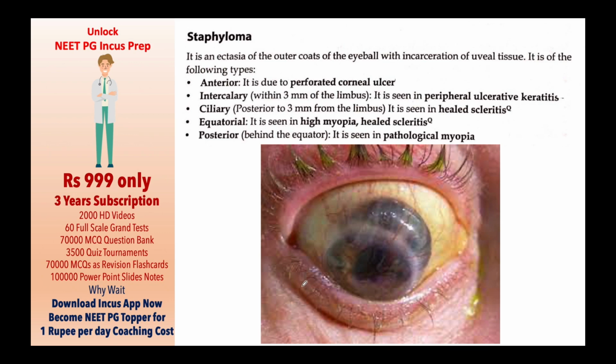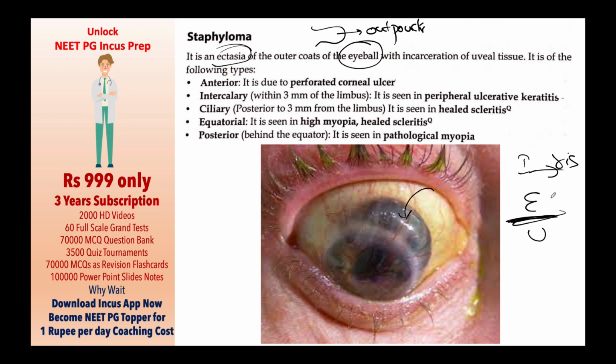Now what is staphyloma? Staphyloma is ectasia. Ectasia means outpouching, right? So ectasia of the outer coat of the eyeball, where there is an incarceration of the uveal tissue. What is uvea? Iris. ICCU is uvea.